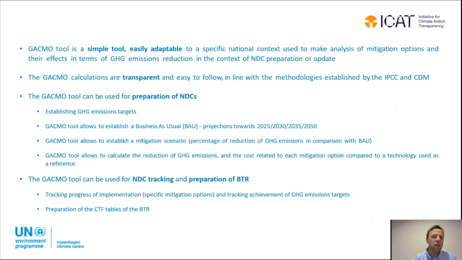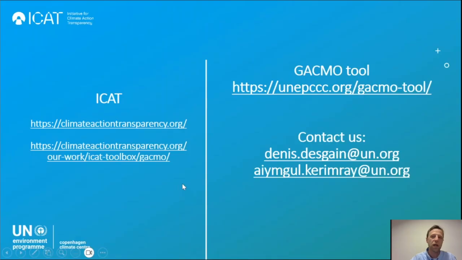The GACMO tool, as we have mentioned, can be useful to prepare NDCs by establishing a GHG emission target, by building business as usual and mitigation scenarios, and by calculating GHG emission reductions related to specific mitigation options. Finally, the tool can be useful in the context of NDC tracking and in the context of the preparation of the BTR by tracking progress in implementing specific mitigation options and tracking the achievement of related GHG emission targets. And also, as I have just explained, by filling in the famous CTF tables included in the BTR.